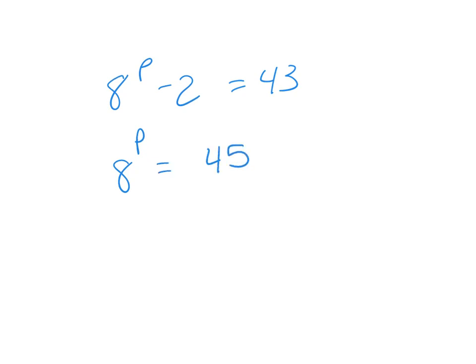Now we go to the next one, which is 8 to the p minus 2 equals 43. The first thing you're going to do is add 2 to both sides, so you get 8 to the p equals 45. Now, because the variable is in the exponent, you put log base 8 of 45 equals p, and when you put that in the calculator, you get 1.8306.